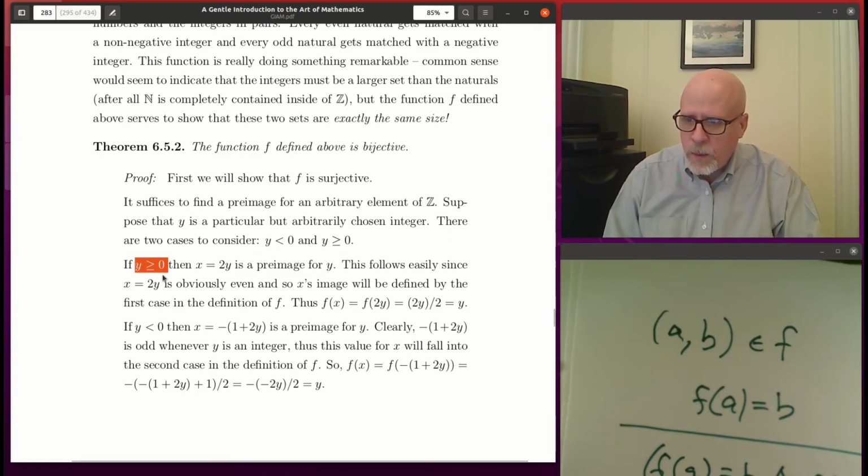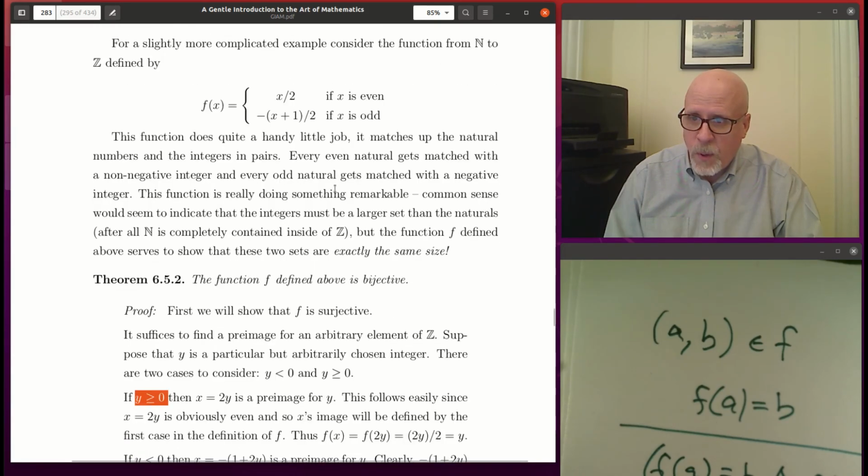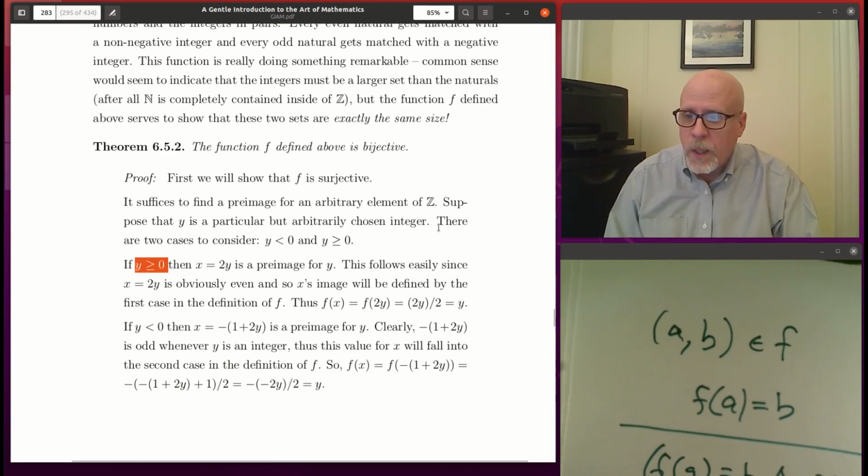Why does that work? Well, if x is equal to 2y, that's obviously even. And so which of these two parts do we use? We would be using the top half. We'd be in this case. And we'd have 2 times y, and we divide that by 2. Of course, we're going to get y. So that's what the algebra here is basically running through.